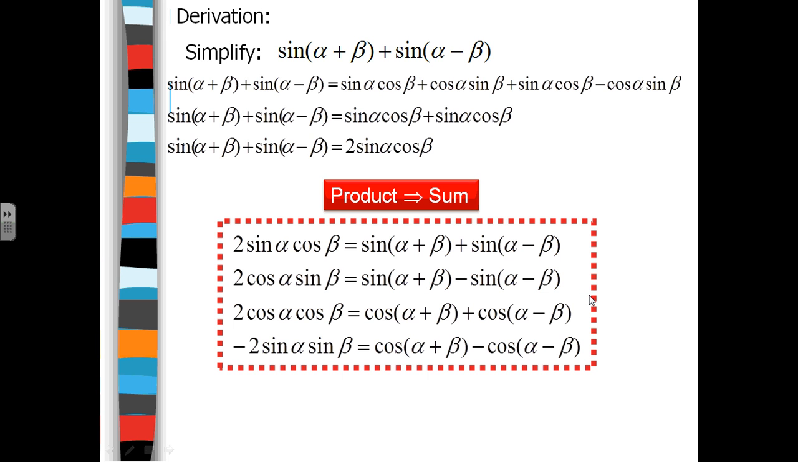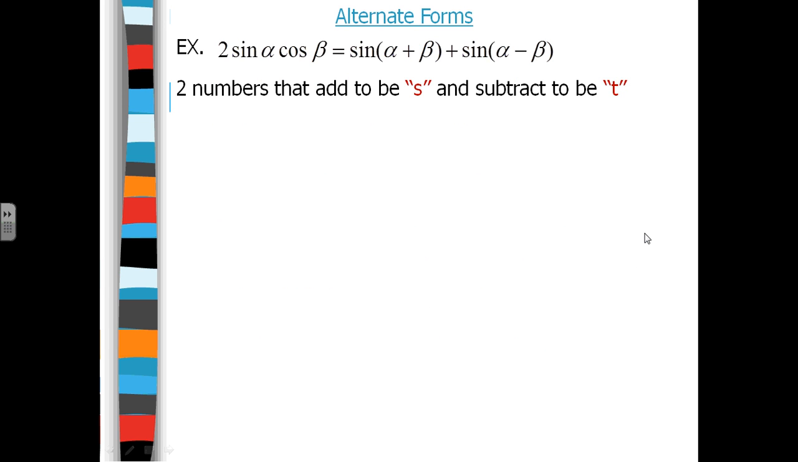So what if we wanted to go the other way? What if we had a sum or difference and we wanted to write it as a product, but we didn't have our angles broken up as alpha and beta? Well, we're going to create these alternate forms. So I'm going to start off with that first product to sum identity that we had here, and I'm going to find 2 numbers that add to be s and subtract to be t. So I'm introducing these new variables, and those 2 numbers that we're going to talk about are alpha and beta.